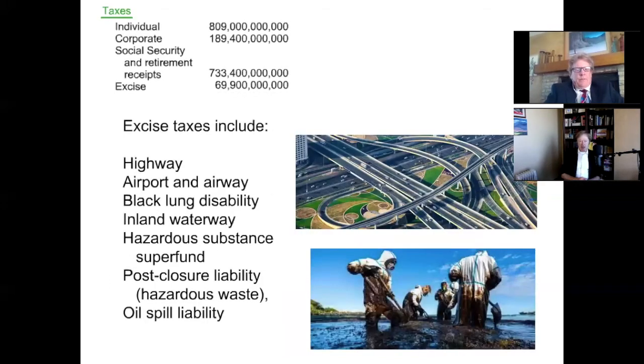So excise taxes also include highway taxes, airport and airway taxes, black lung disability taxes, inland waterway taxes, hazardous substance superfund taxes, post-closure liability, hazardous waste taxes, and oil spill liability taxes. You could already see what the negative externalities are, but when you look at highways and airports and airways, even though the sound of those would cause a negative externality, the social benefit far outweighs the social cost.